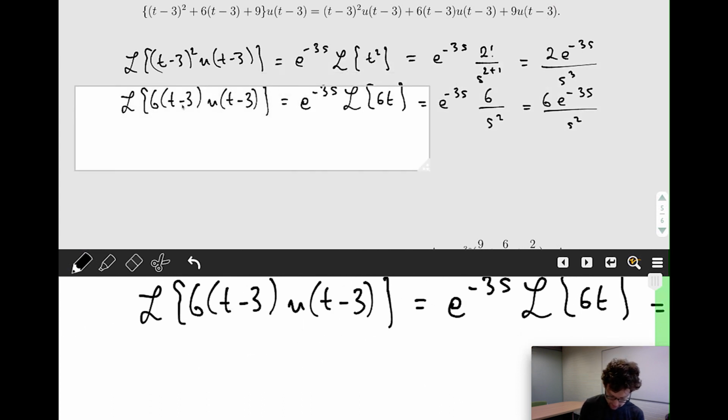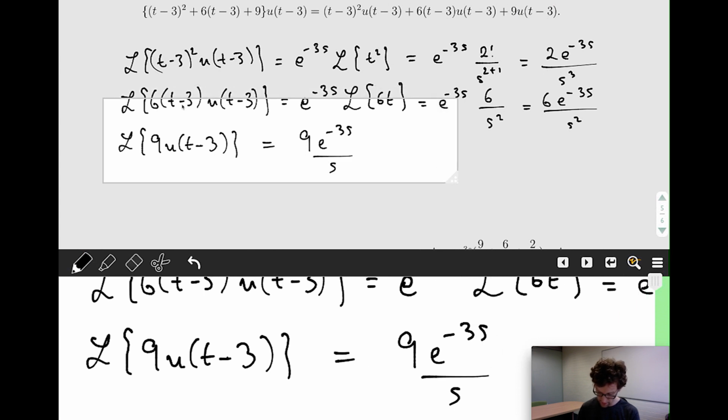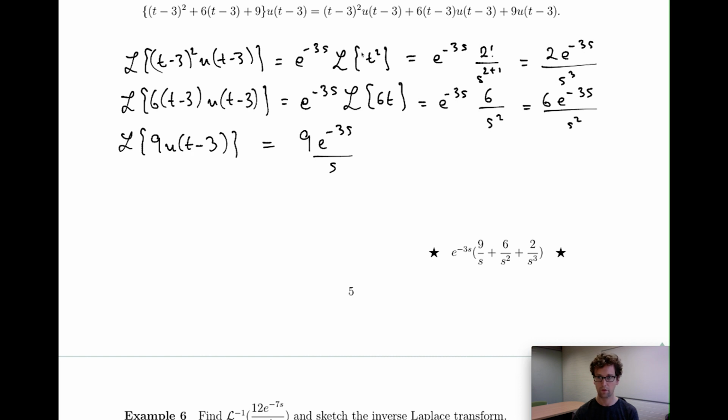Last piece, Laplace transform of 9 u of t minus 3. I actually don't need to use the second shifting theorem for this because I know what the Laplace transform of the Heaviside is. So that's going to give me 9 e to the minus 3s all over s. So here are my 3 pieces. 1, 2, 3, add them together and I get an expression that looks like this: 9 over s e to the minus 3s, 6 over s squared e to the minus 3s, and 2 over s cubed e to the minus 3s.